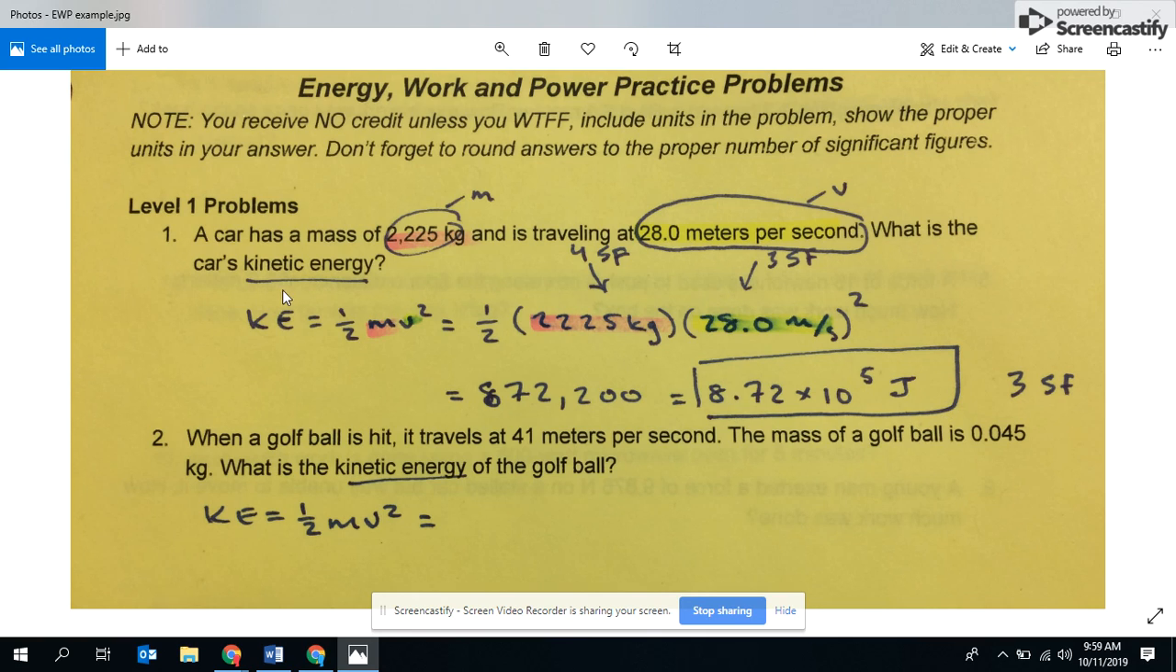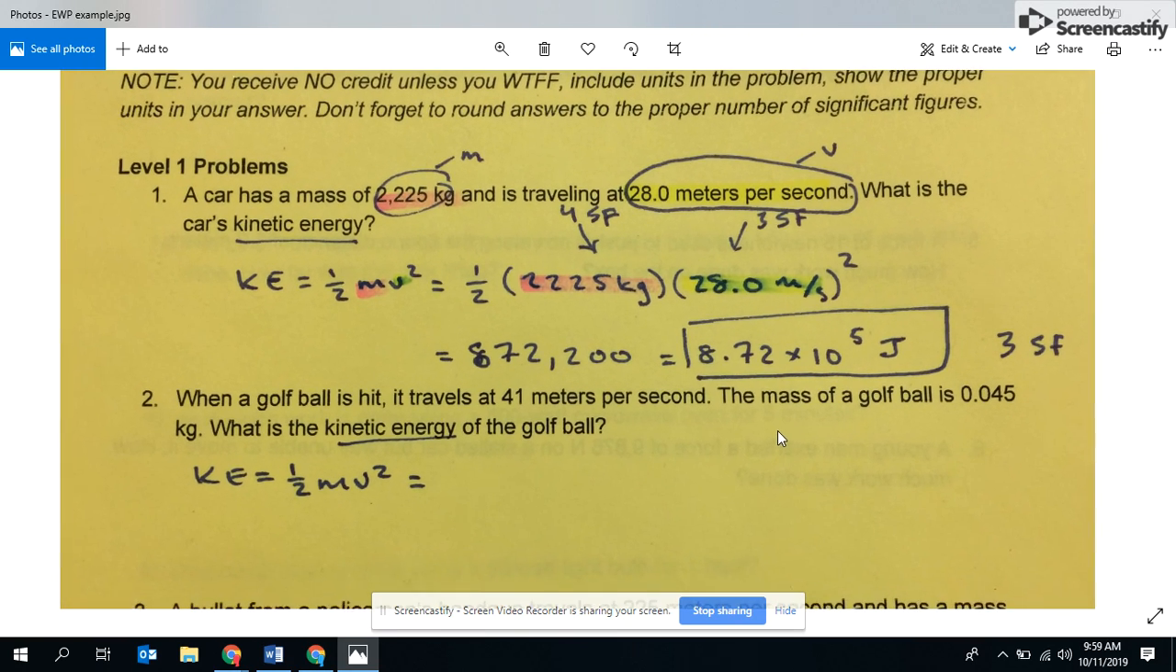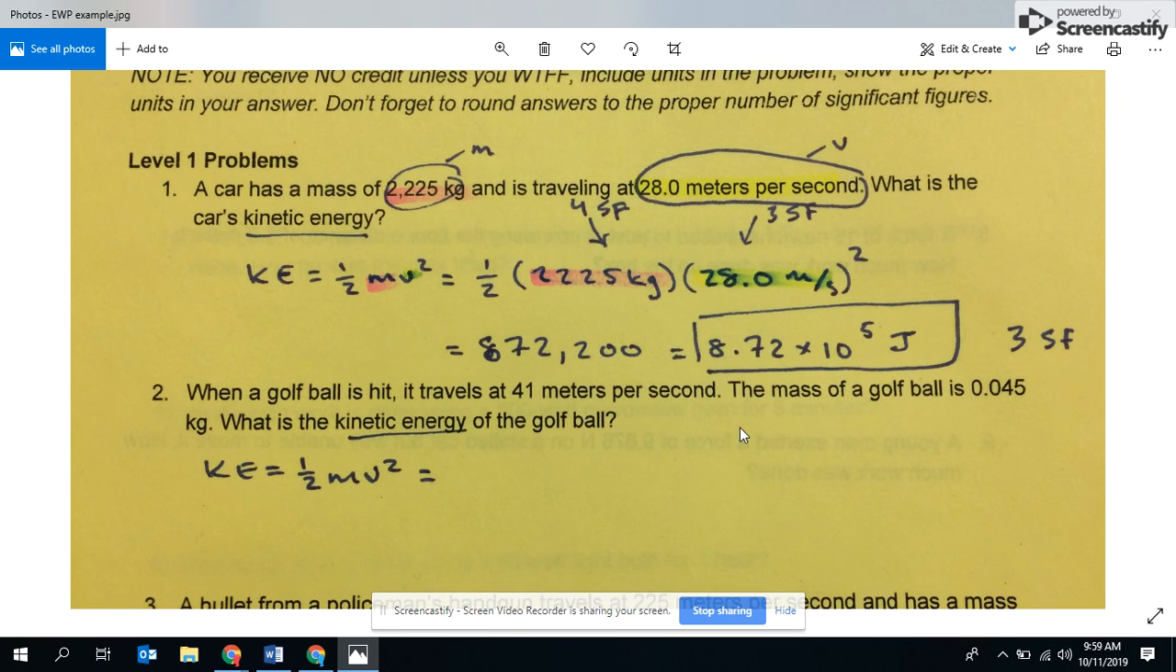So don't forget: write the formula first, plug in your variables, chug through the math, sig fig it, put the right units on at the end, put a square around your answer so I can see what I need to grade, and get all the level 1 problems done.